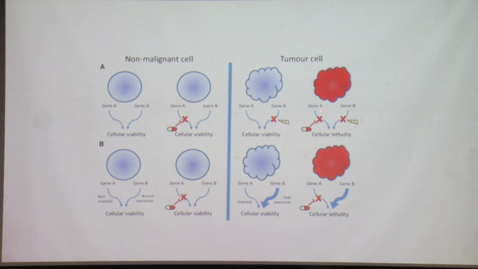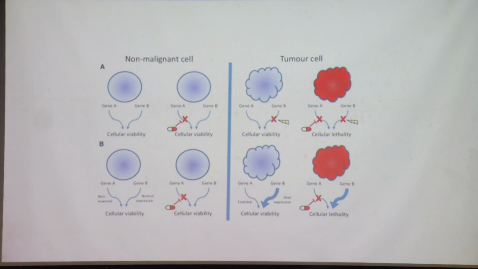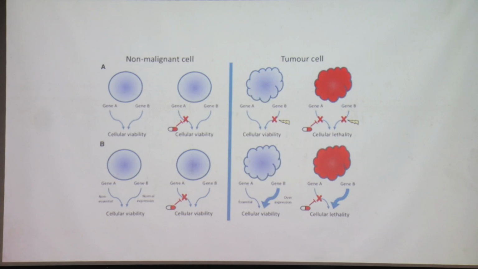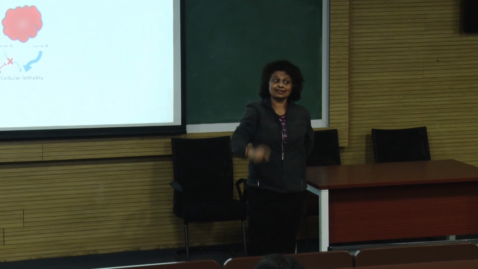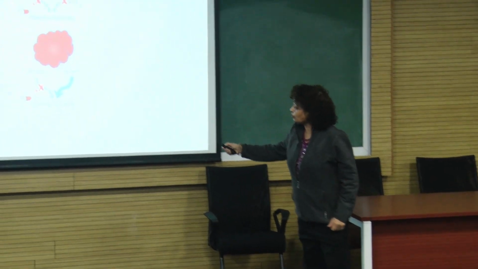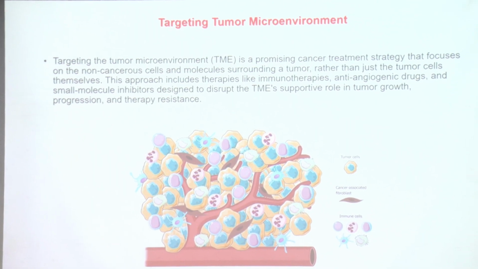So now you make a drug against gene A. Normal cells will live because they still have gene B, but tumor cells will die because they don't have gene B to start with. Is it making sense? I'm teaching you synthetic lethality in very simple words. Two pathways are present in normal cells. Killing one will keep the other path alive. But tumor already has one pathway gone. So if you hit the remaining pathway, tumor cells will die, normal cells will not die. That is synthetic lethality.